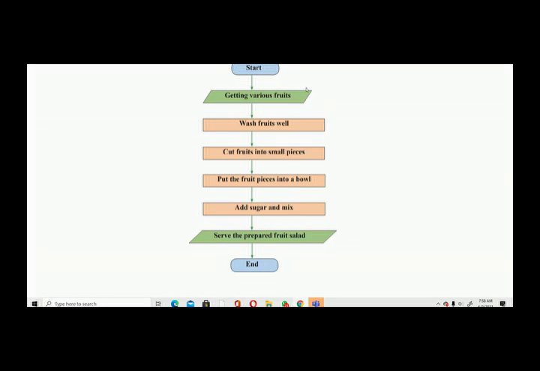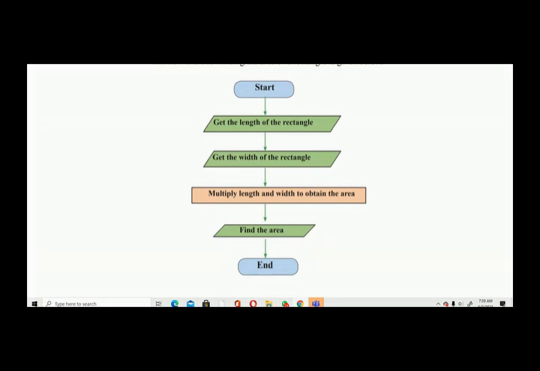So you just look at this. You have written your input and output in a parallelogram, and you have written your actions inside rectangles. So after all the things are finished, you have to write the end. Okay, so the start and end are essential parts of the flow chart. Okay, right. Now, let's look at another example of a flow chart. The flow chart to find the area of a rectangle.